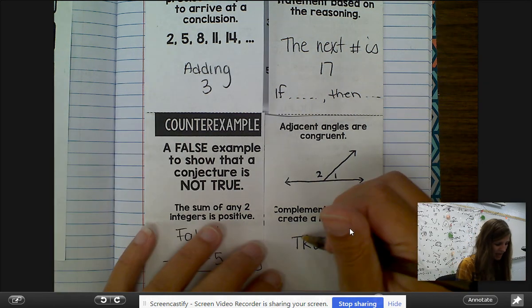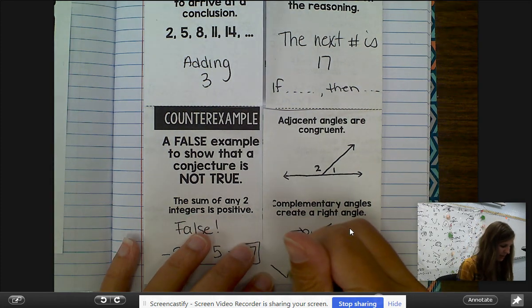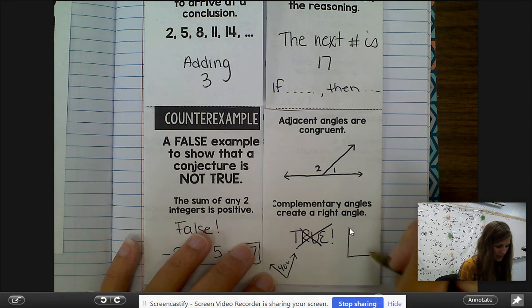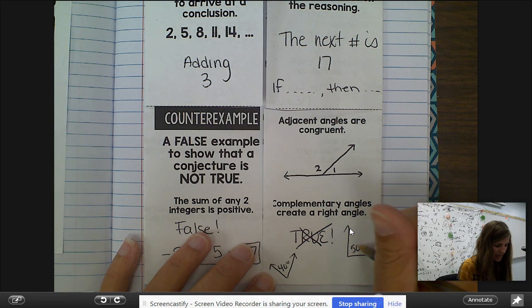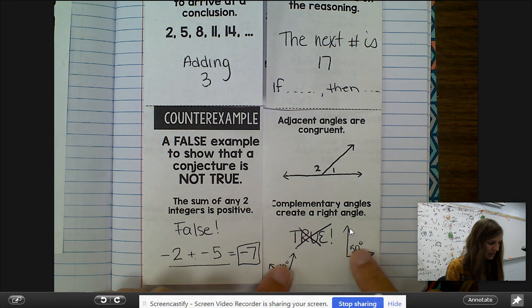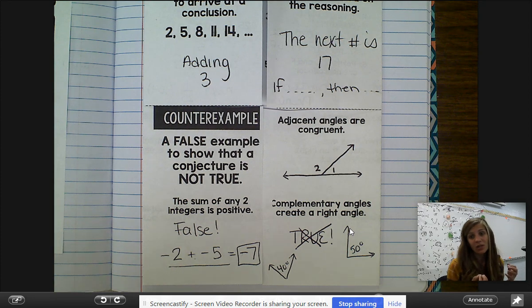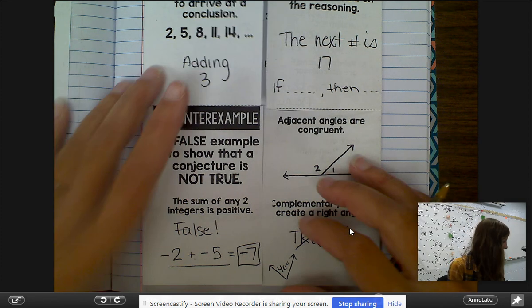I guess if they're non-adjacent, maybe that's what I'm meaning here. So if I have an angle over here that's 40 degrees, and then an angle over here that's 50 degrees, and my drawing is not to scale, they're complementary, but they're not smashed together to make a right angle. Because I think a right angle has to be adjacent as well. So that's probably what we're going for there.